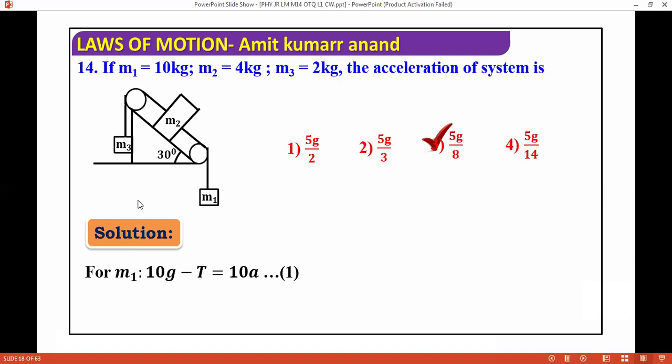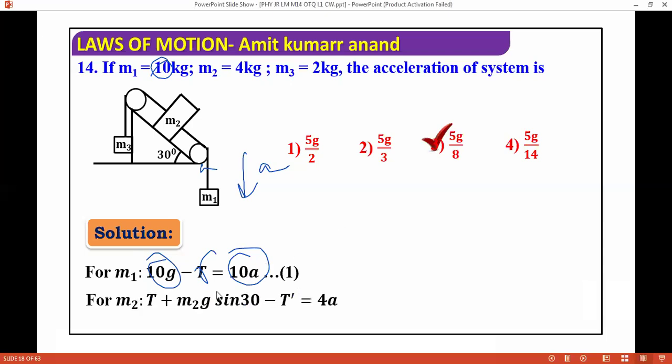I'm writing the equation for this, taking the acceleration here. M1 is 10, so 10g on this side, minus T, equals 10 into a. This is the first equation you have to write.